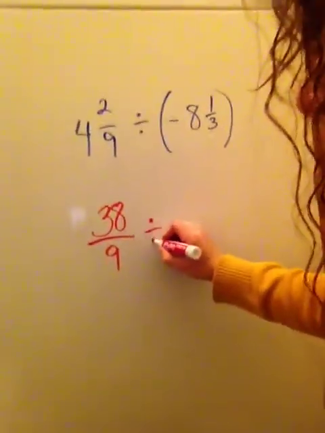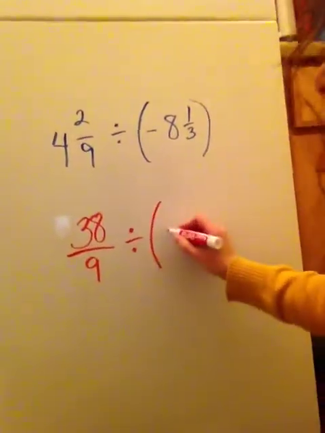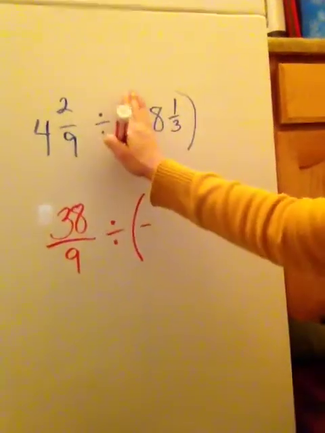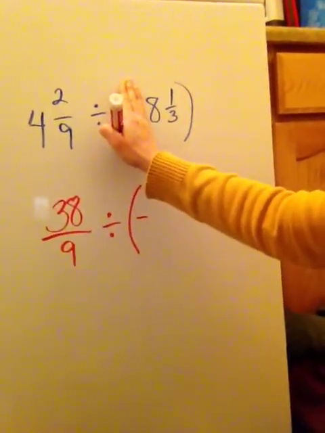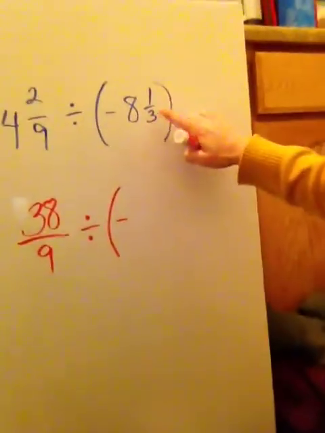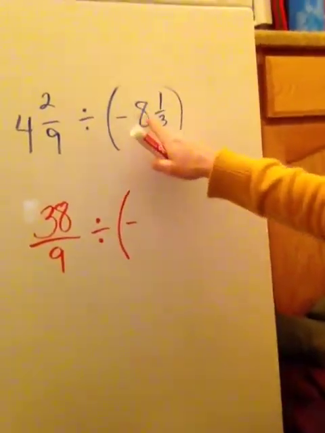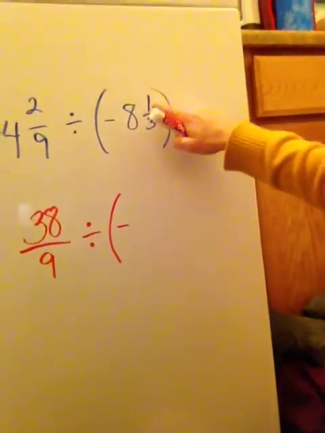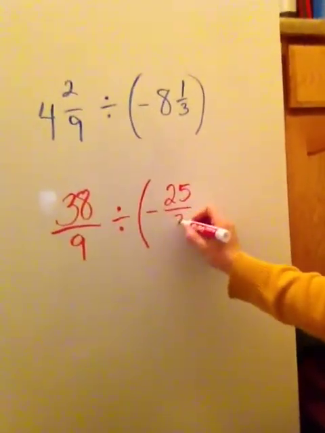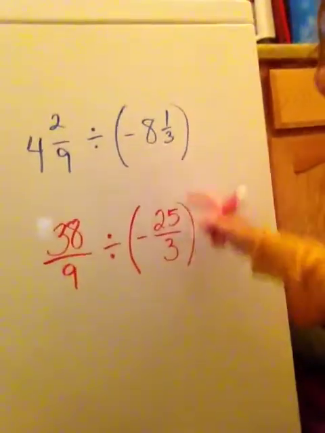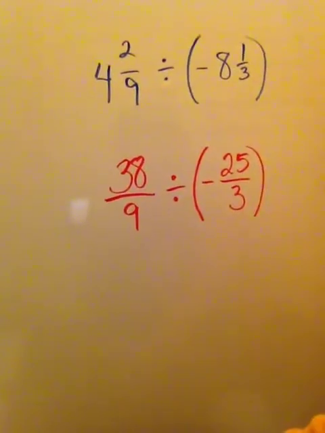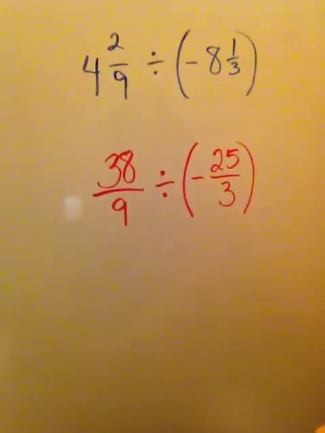Divided by, I'm just going to keep writing everything else we have. Put our negative. Remember, when you're changing mixed numbers, ignore that negative. Don't include that. That's just saying I've got a negative, whatever this is. So I've got to figure out what this is. 8 times 3 is 24, plus 1 is 25, and it's over 3, because that's my denominator. And now it's just a problem like what we have been working on.